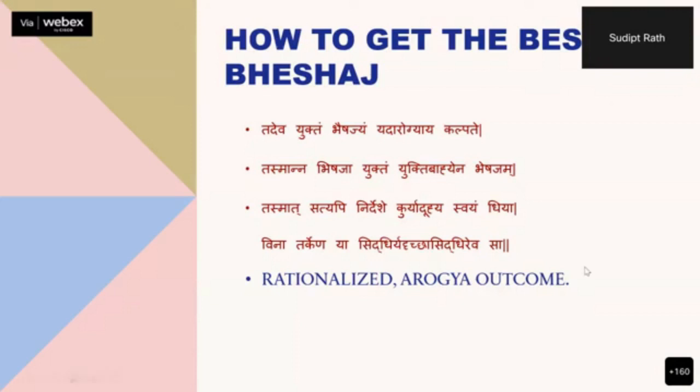And second, to achieve the target, you must have rationale. If you don't have your yukti, why? Tasmat na vishajyuktam yukti vahyena bheshajam. So what Charaka is telling is that you may contemplate arogya, but you must also rationalize arogya.